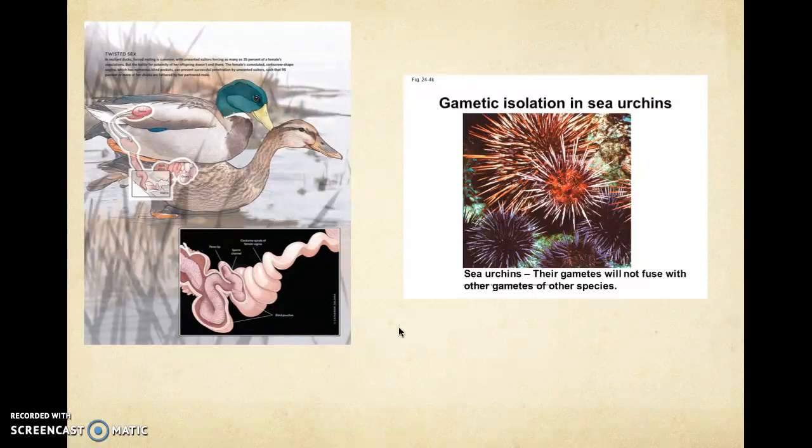And then the last one, gamete isolation. In sea urchins, there are many different species. If their eggs and sperm meet, their gametes will not fuse and form zygotes. So this keeps them reproductively isolated from other sea urchins.